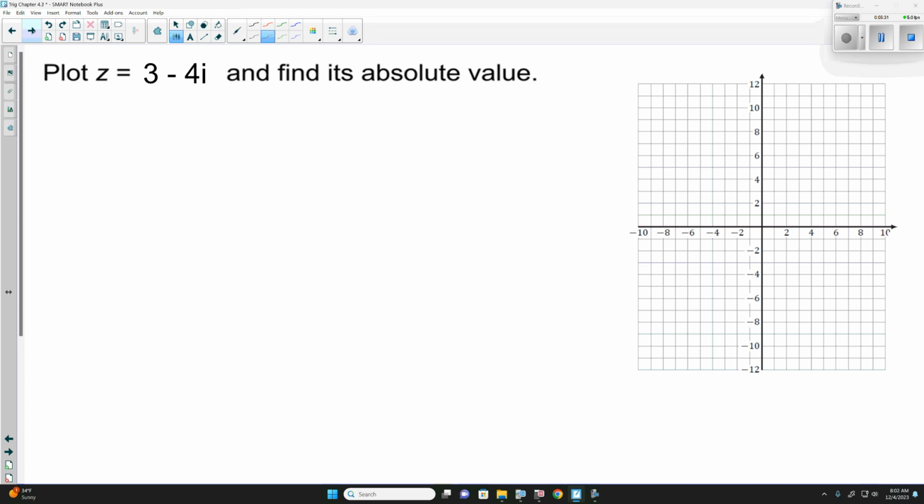Plot 3 minus 4i and its absolute value. Well, if we think of this as a point, it'd be 3 and negative 4. So we'd go over to 3, down to negative 4. And this would be our point, 3 minus 4i, or we can think of it as (3, negative 4).